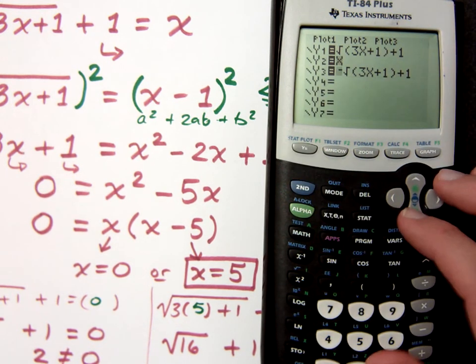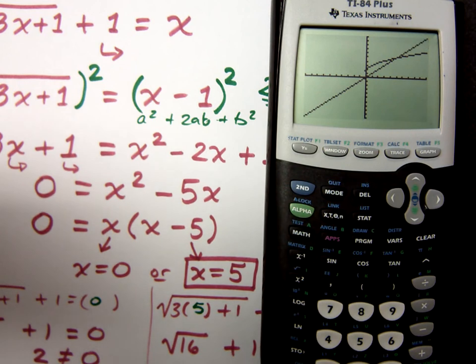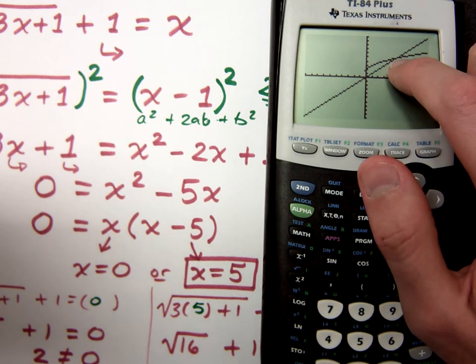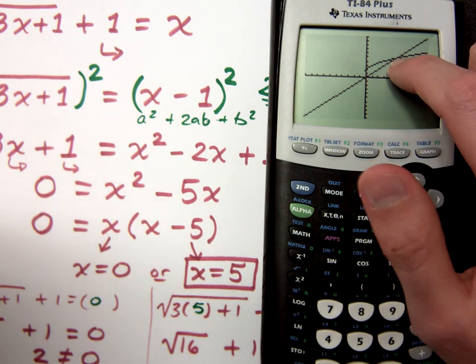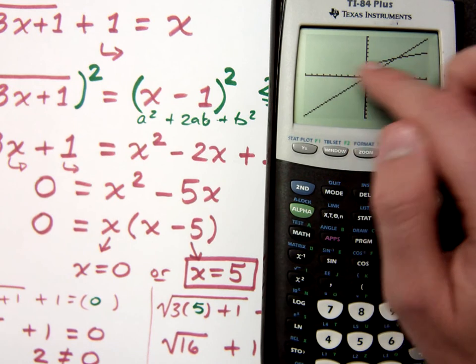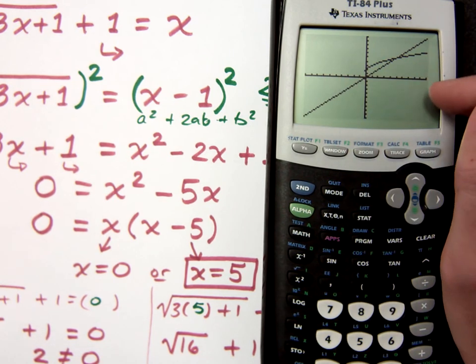But remember, that's not what my graph is. That's not how the solution works. Because the square root is only the positive square root, I only have this part of it. So that's why I only have one solution. Now, it could be that I have two solutions sometimes. Like, I could have a line right here that could cross through that square root function twice. It just doesn't happen in this particular situation.